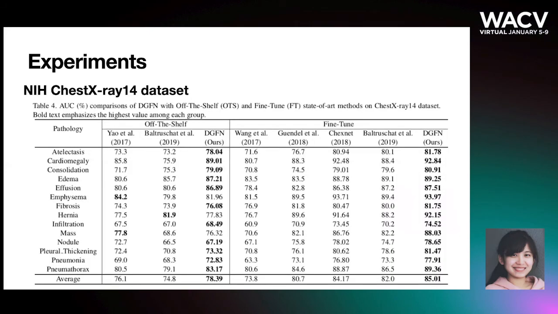We also experiment on the NIH Chest X-ray 14 dataset, which consists of 112,120 frontal view X-ray images labeled with 14 advanced lung diseases. We divide the compared methods into fine-tune and off-the-shelf based on whether they used additional data for training. Table 4 demonstrates that among the group labeled fine-tune, our DGFN initialized with ImageNet outperforms the others on all 14 pathologies. Among the group labeled off-the-shelf, DGFN performs better on 11 out of 14 pathologies than other methods.